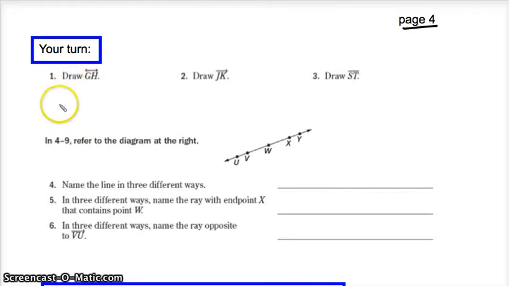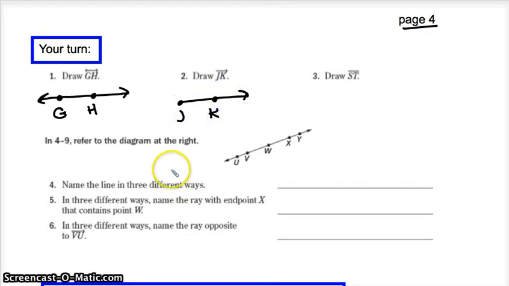All right, here we go. Looking at line GH, we should have a line that has arrows on both sides, and that line contains points G and H. Ray JK, we can tell it's a ray because it has an arrow on just one side. J comes first, so that has to be the endpoint, and then K is a point on the ray. This is segment ST. That tells me I'll have endpoints at both ends. So this is S and now T.